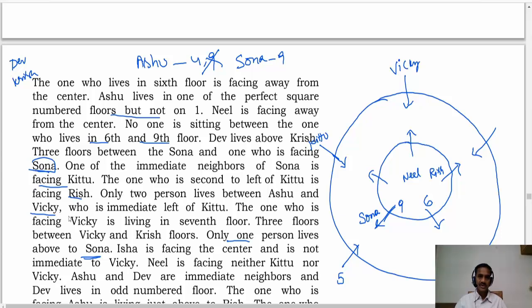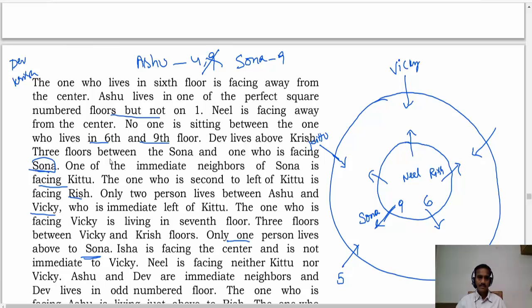Only 2 persons between Ashu and Vicky. Between Vicky and Ashu there are 2 persons, so 1, 2 here. If it is like this, then Ashu must be here. Only two persons between Ashu and Vicky. Ashu can be at the fifth place, with Ashu's number 4 and 2 persons in between. Ashu must be here, and there is no chance of Ashu being there. Why? Because Ashu's number is 4.